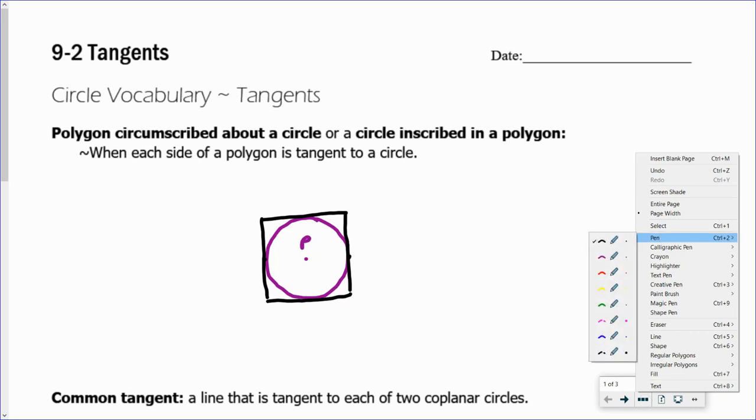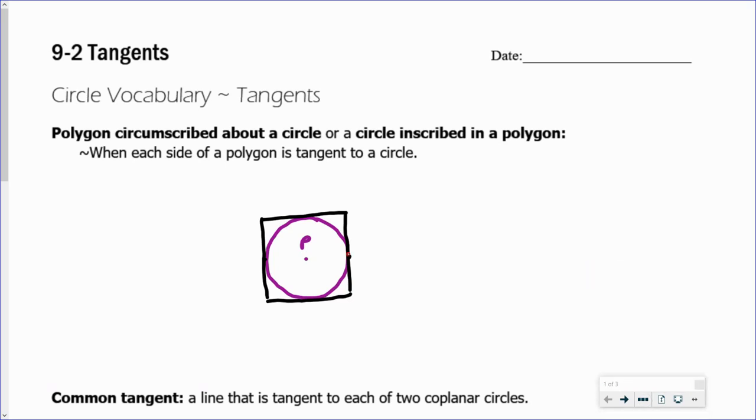So if you look, we end up with 4 points of tangency, okay, roughly right around here. Call that point A, point B, point C, and point D. So all of those points are points of tangency. And because the sides of the rectangle are tangent to the circle, this polygon is circumscribed about the circle, or the circle is inscribed in the polygon.